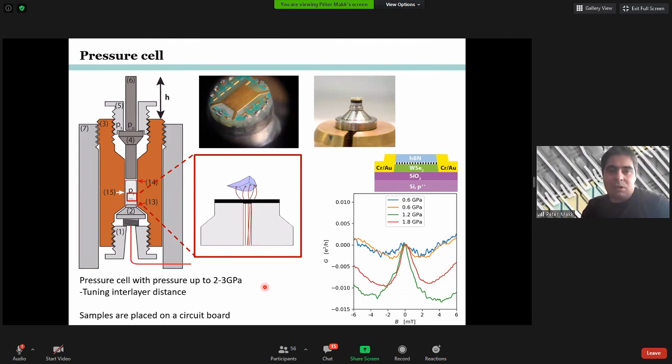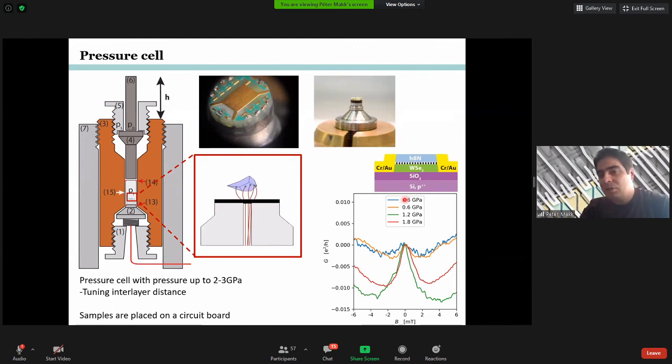I will show one last slide and finish up. What I want to show you is, let's say, to look for collaboration. So this is our new endeavor. What we are starting now is to try to use a pressure cell to change the interlayer distance in van der Waals heterostructures. So here is our system where you can put a chip on a bonding pad and then put this into a pressure cell and apply a hydrostatic pressure of 2-3 gigapascal.